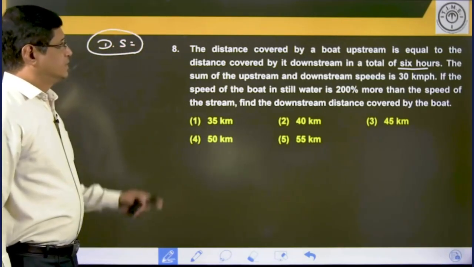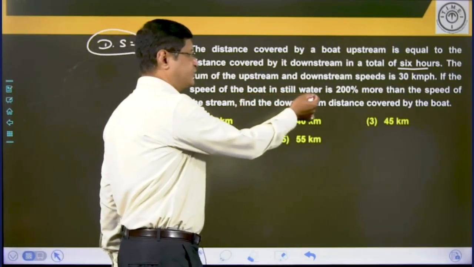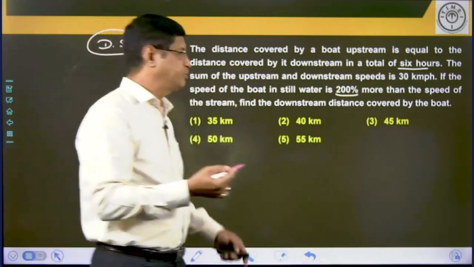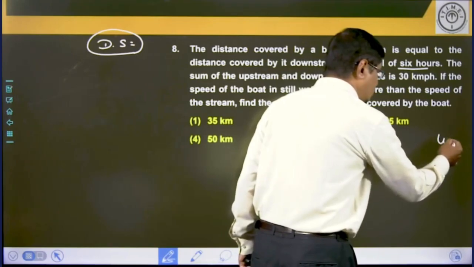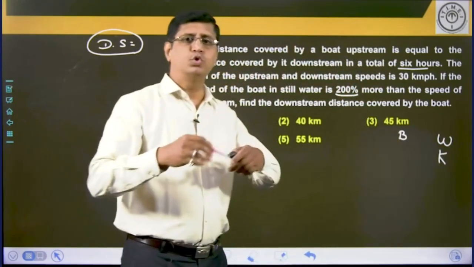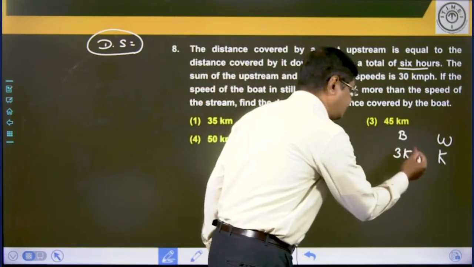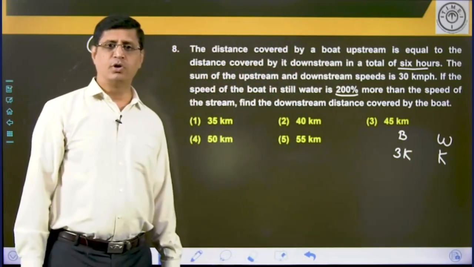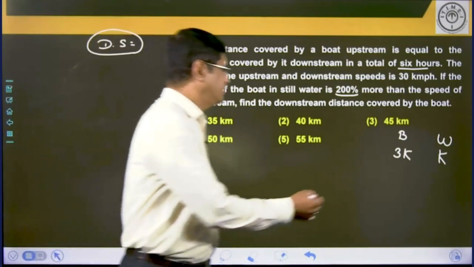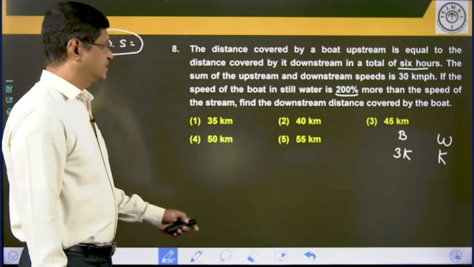Okay. Dear students, here the important point is that the boat speed is 200% more than the speed of the stream. 200% more means when W is equal to 100%, then the speed of the boat is equal to 200 plus 100, that is 300%. 300% means that is 3K. If the value of W is equal to K, B is equal to 3K. That is the speed of the boat and the speed of the stream.